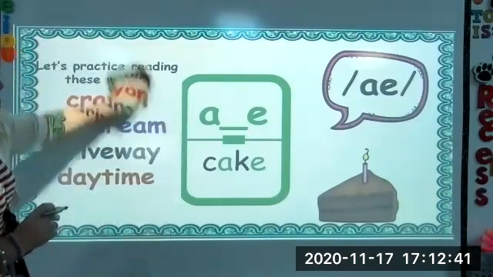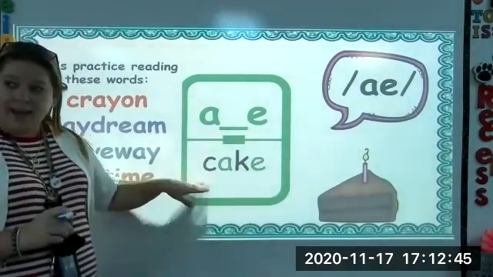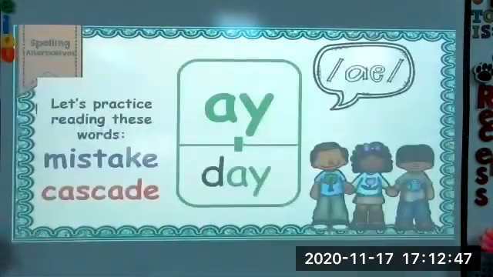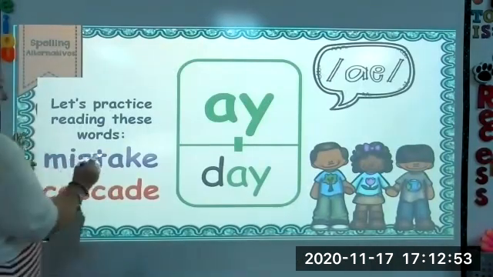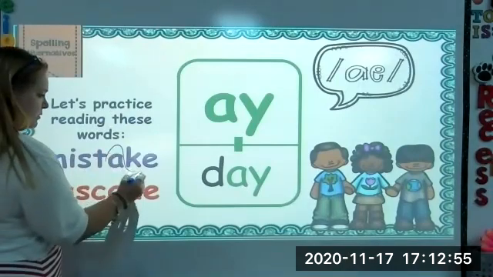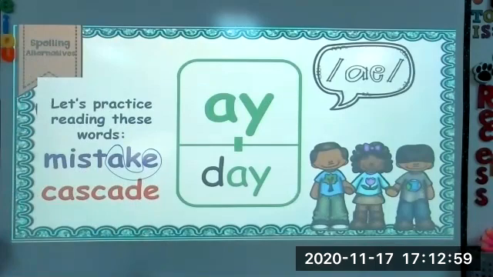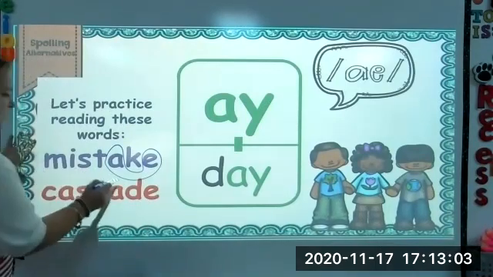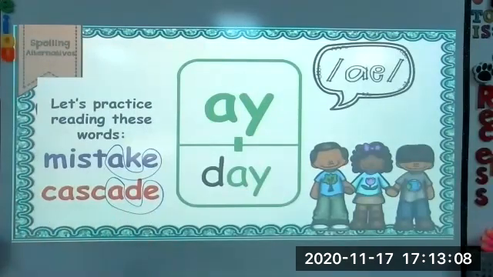Okay, we also have learned about AE, like in the word cake. Let's go back to this page. Here we have the word mistake. So we're going to do the horseshoe because the AE together says A. And in the word cascade, we have the AE that says A.